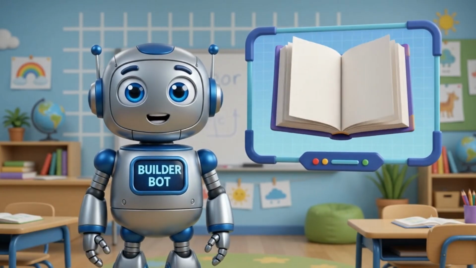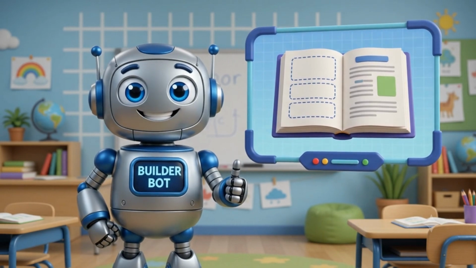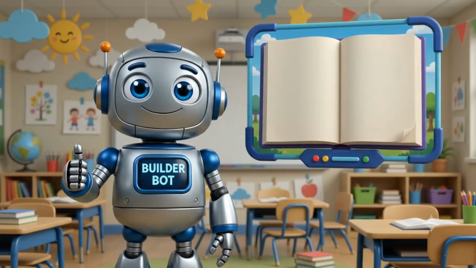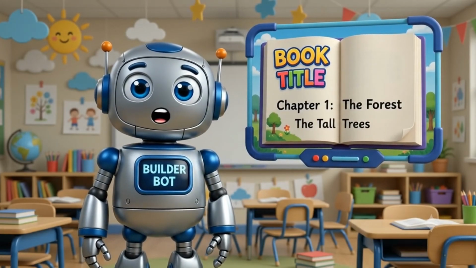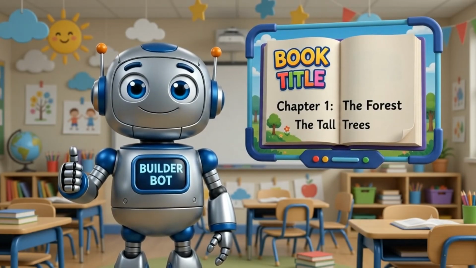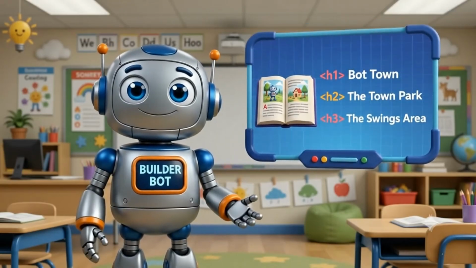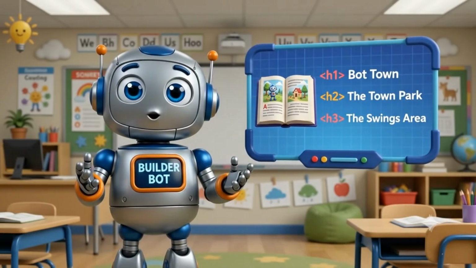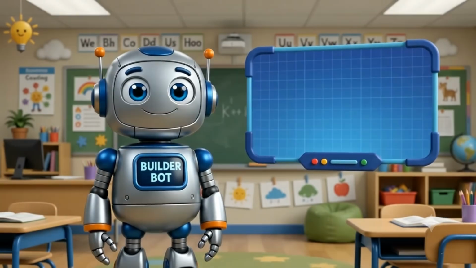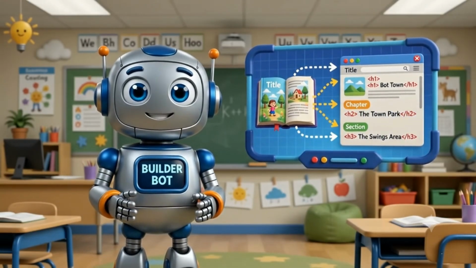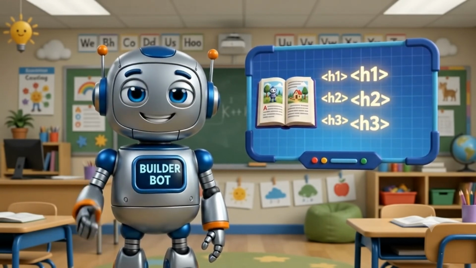Let's think about a storybook. Every good storybook has different heading sizes. The book title is the biggest. Chapter names are a little smaller, and section names are smaller again. HTML works exactly the same way. H1 is your main title, H2 is a section, and H3 is a smaller section inside it. 1 page, 3 levels. Everything stays organized, making it easy for visitors to understand what is most important.